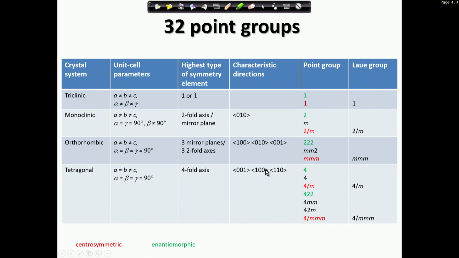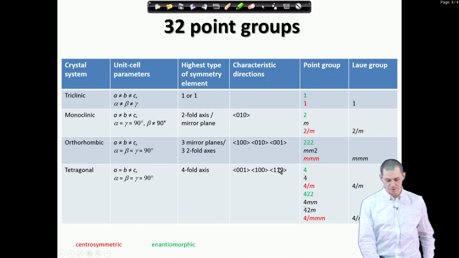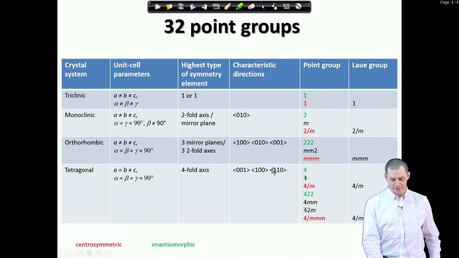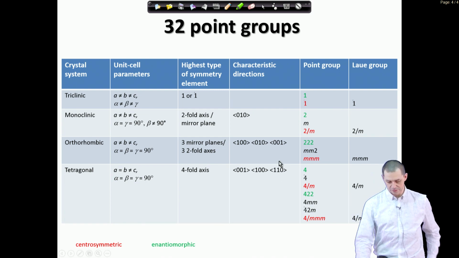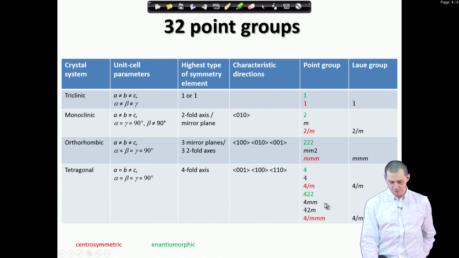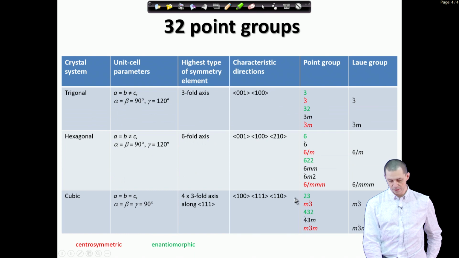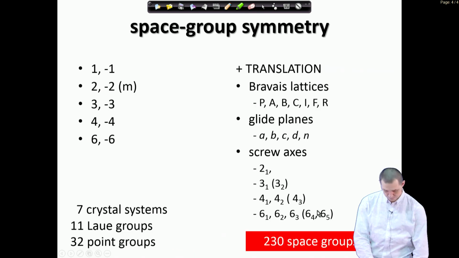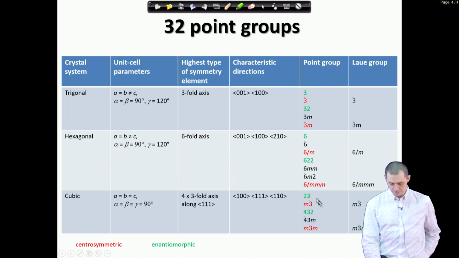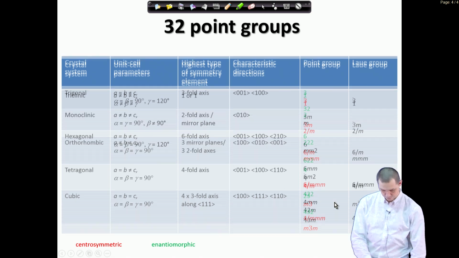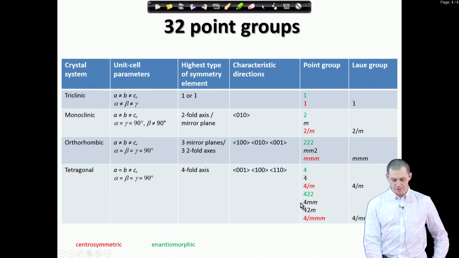But there is a diagonal direction between A and B, which also may host some symmetry elements. So in tetragonal, the third characteristic direction is 1, 1, 0. And therefore, for example, if we pick the point group symbol 4mm, this is telling us that along 0, 0, 1, there is a fourfold axis.